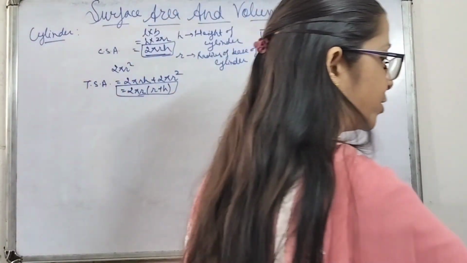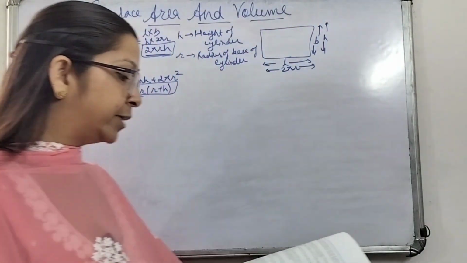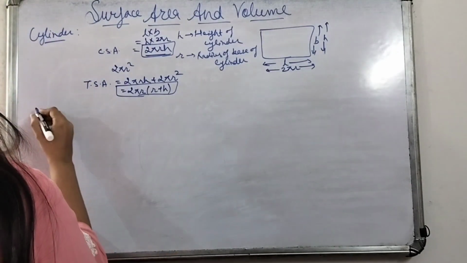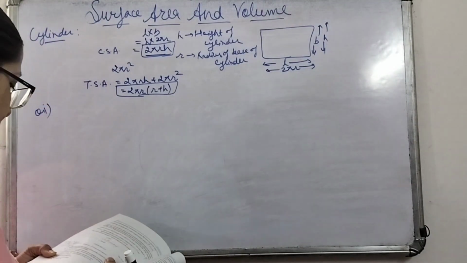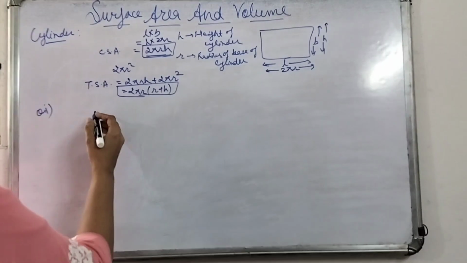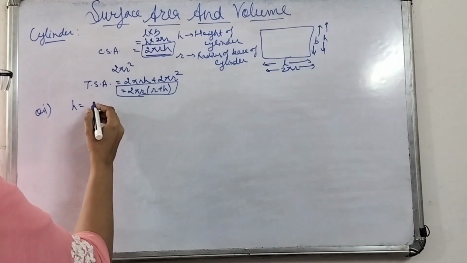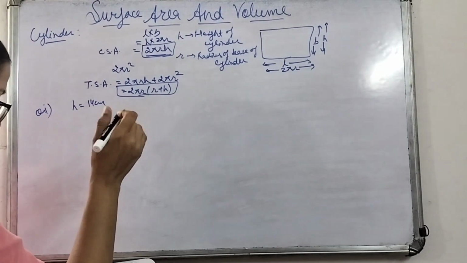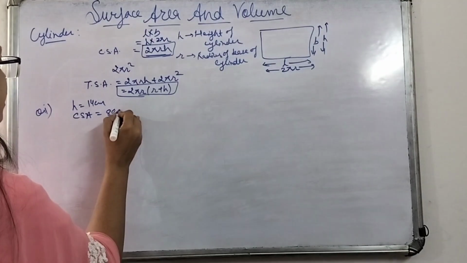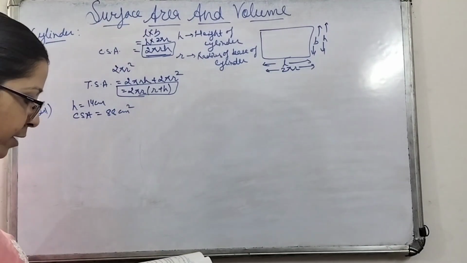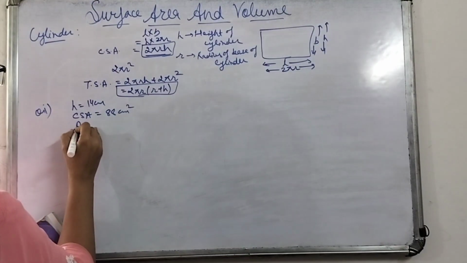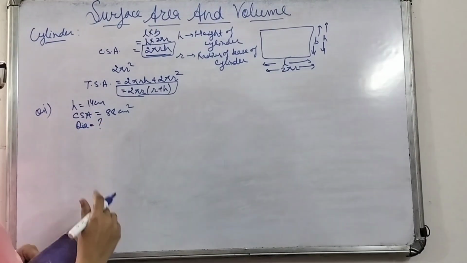Now let's see some of the questions from exercise 13.2. Question number 1 we are considering. The curved surface area of a right circular cylinder of height 14 centimeter is given to us as 88 centimeter square. Find the diameter of the base of the cylinder. We want the diameter of the base of the cylinder.